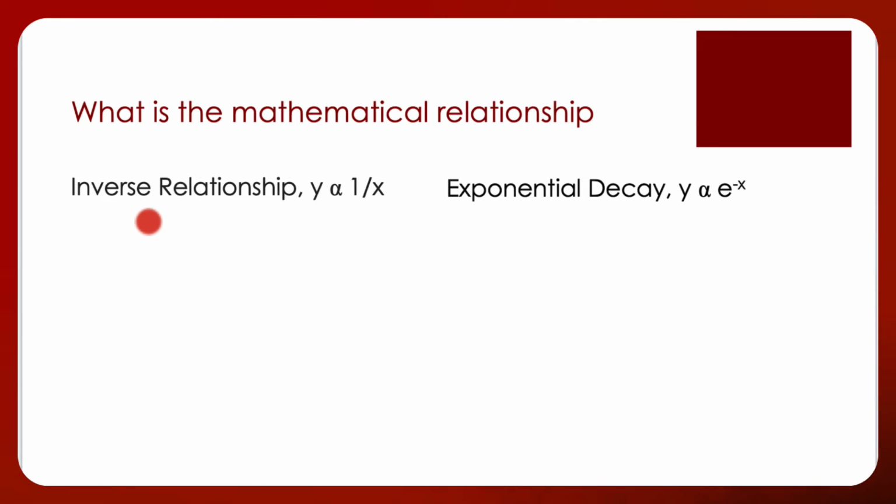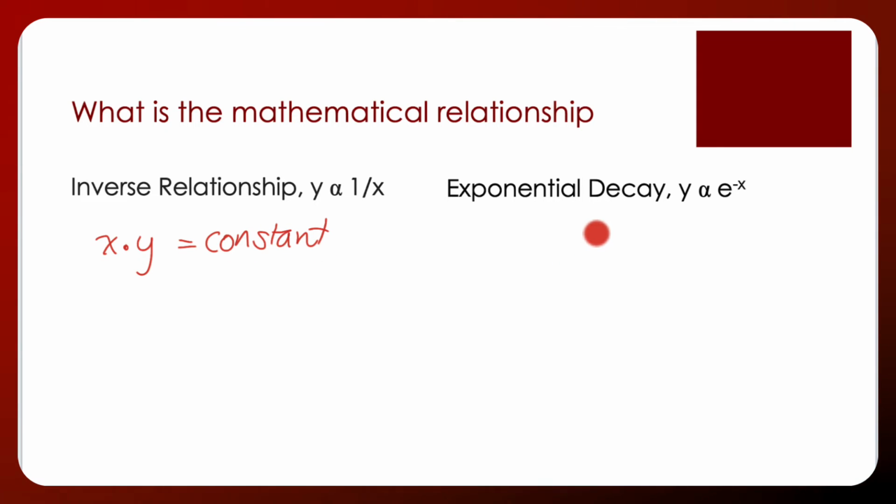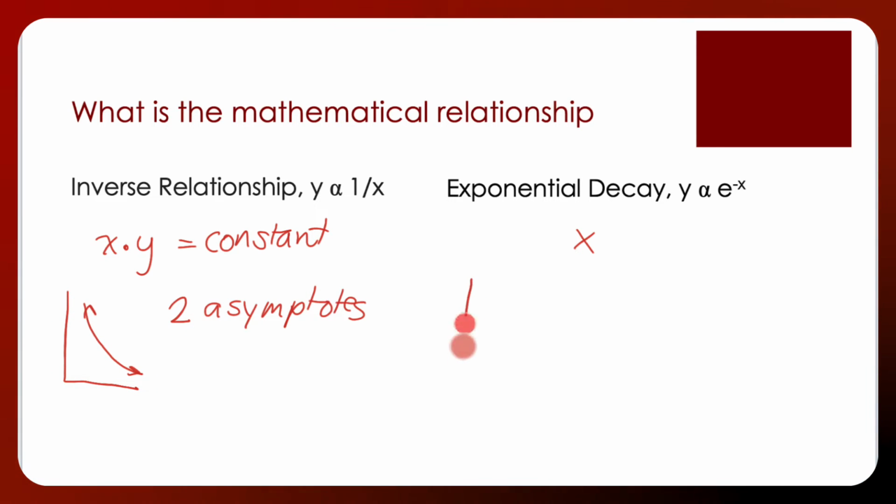So, as I was saying on the previous one, the inverse relationship, we would have x times the y always equaling a constant. That's not going to be true over here. Another thing to look for in an inverse relationship, there are 2 asymptotes, whereas an exponential decay only has 1 asymptote.